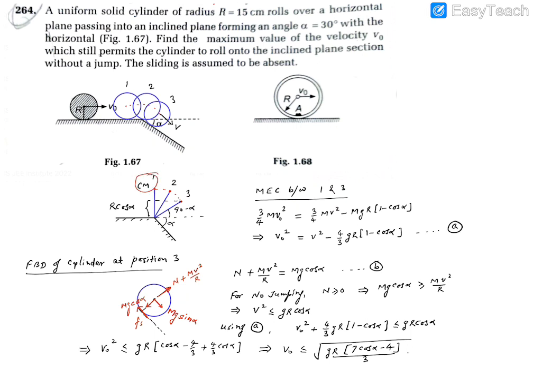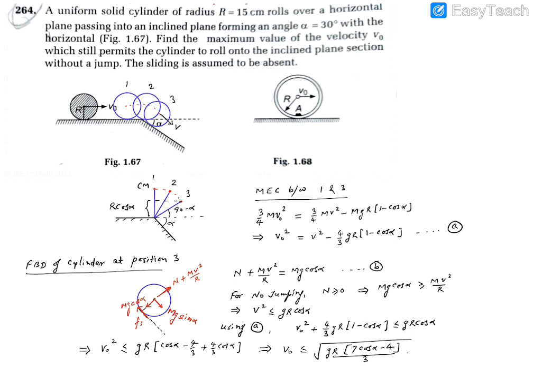From 1 to 3 there has been some drop in gravitational potential energy that would cause an increase in the velocity v. So we can go for mechanical energy conservation between position 1 and position 3 of this solid cylinder, just before the edge and just after the edge.